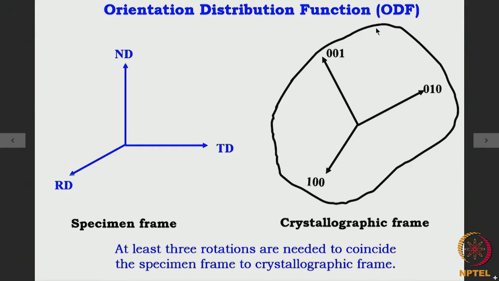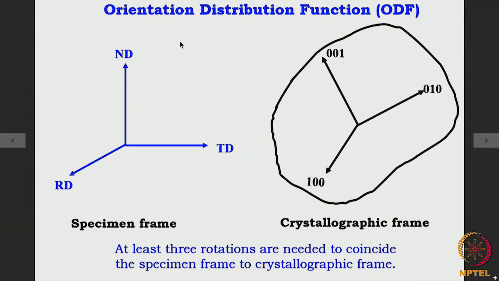Now, let us take just one of the grains of our sheet specimen. If we look at the three directions 100, 010 and 001 in one of the grains, we know that they are mutually perpendicular to one another. So, this set is known as the crystallographic frame for grain number 1. For another grain, it may be a different set. For a third grain, it may be still a different set. So, we have for each grain a crystallographic frame consisting of the three mutually perpendicular directions 100, 010, 001, where we have assumed a cubic material here. And for all the grains within the sheet material, the specimen frame is the same, consisting of the RD, TD and ND directions.